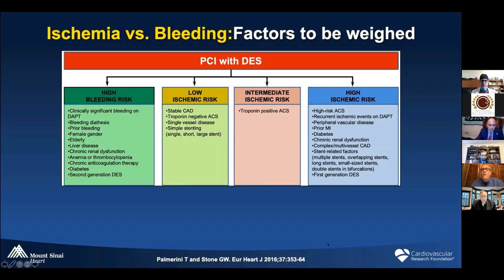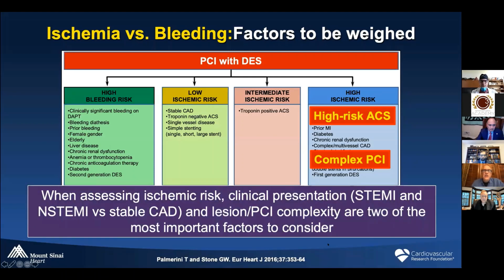I won't go through all these in detail, but I think probably two of the most important that uniquely predict high ischemic risk are high-risk ACS, and in that regard, STEMI is a bigger risk than non-STEMI, which is a bigger risk than troponin-negative stable chronic coronary syndromes, even progressive angina that's troponin-negative. And also patients undergoing complex PCI. So when assessing ischemic risk, I think the clinical presentation and lesion and PCI complexity are two of the most important factors to consider.